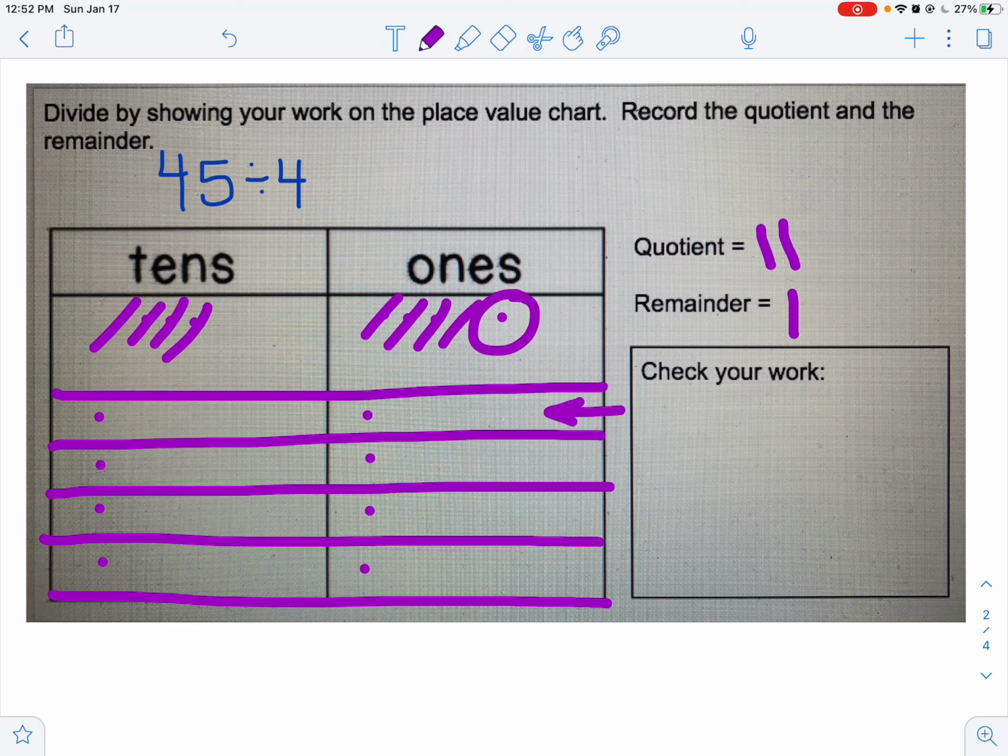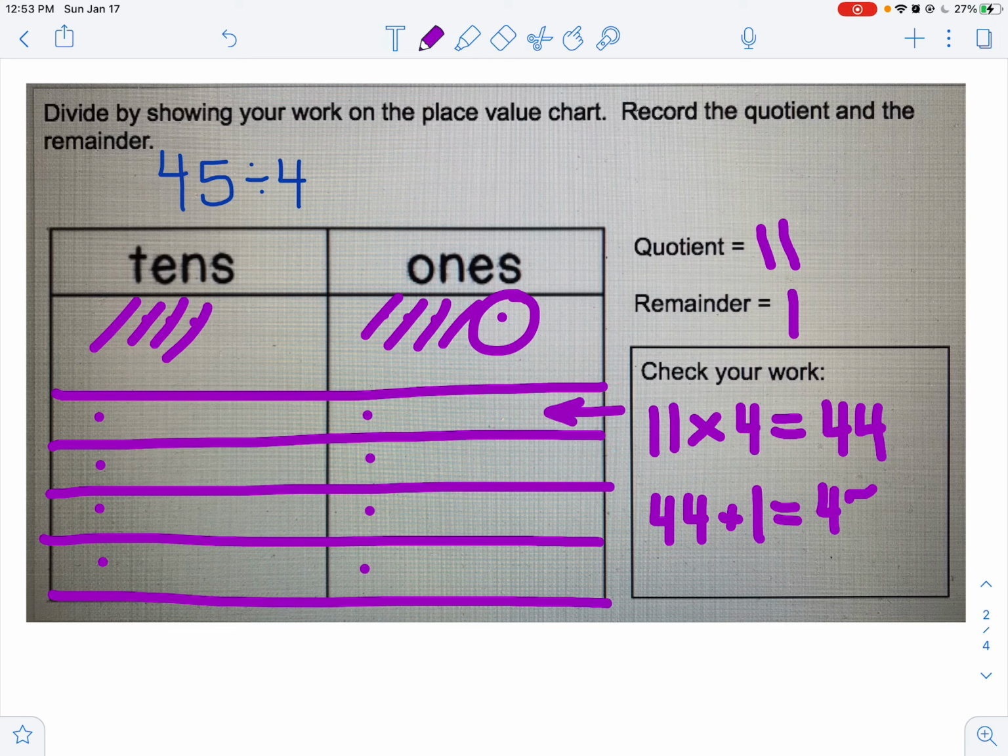Okay, remember checking your work. The quotient times the number you divided by. That gives me 44, because I know 4 tens is 40, and 1 4 is 4. Put those together, I get 44. And then I take my product of that, add my remainder, and does it equal the number I started with? It sure does, so I know my work is accurate.